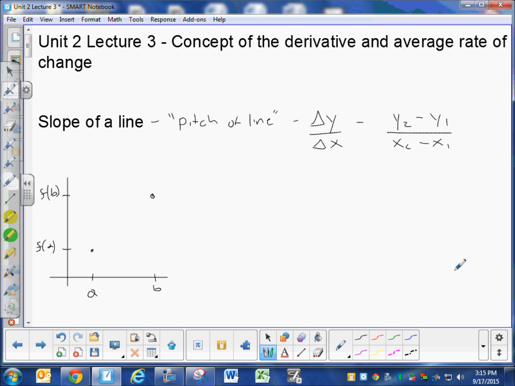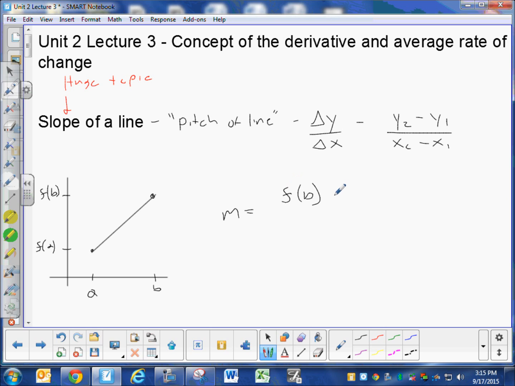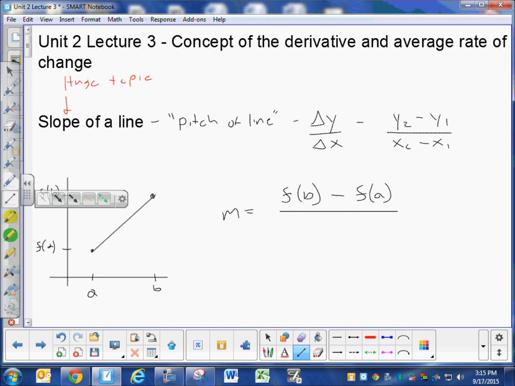We're starting with the slope of a line, stuff that we already know about, that we've already dealt with. Slopes of lines are huge in calculus, a huge topic. And you're familiar with the change in y's over the change in x's. I want you to be familiar with the same formula, just using inputs and function values. So if I have an a, f of a, and a b, and f of b, we would produce the same formula for the slope of a line, f of b minus f of a over b minus a. It's the same thing, it's just function notation.